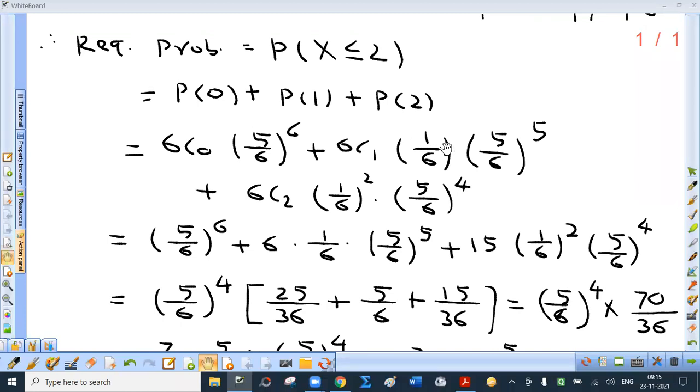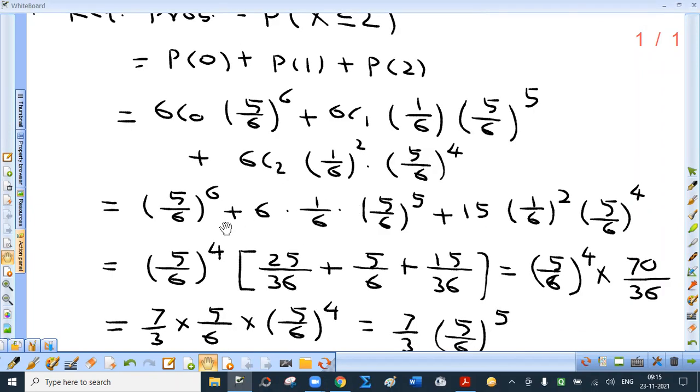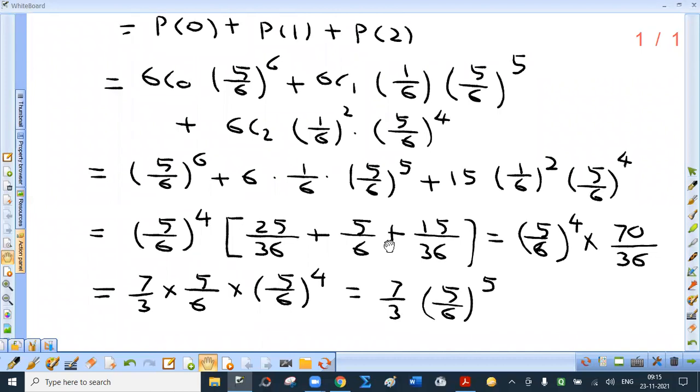So substitute the values in this required probability P of 0 plus P of 1 plus P of 2. 6C0 is 1. So this is just 5 upon 6 raised to 6. 6C1 is 6 and 6C2 is 15. I have taken 5 upon 6 raised to 4 common. That's why I get 25 by 36 plus 5 by 6 plus 15 by 36. What is LCM? 36. So 25 plus 30 plus 15. So 5 upon 6 raised to 4 into 70 upon 36.